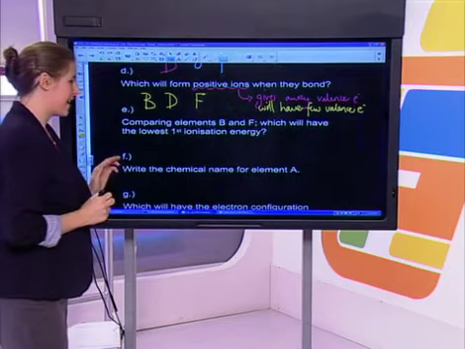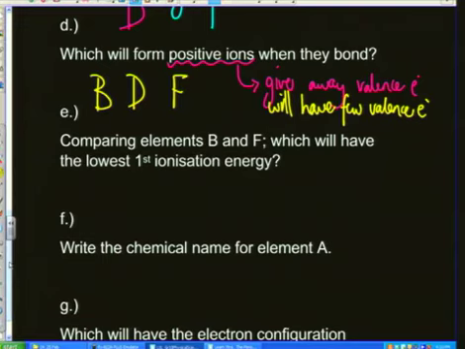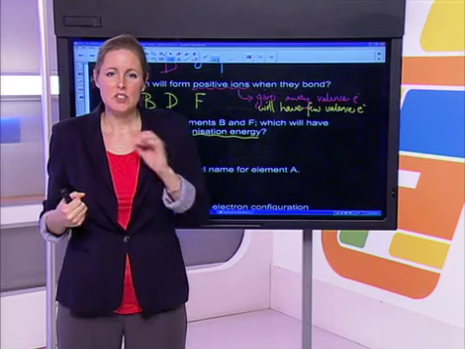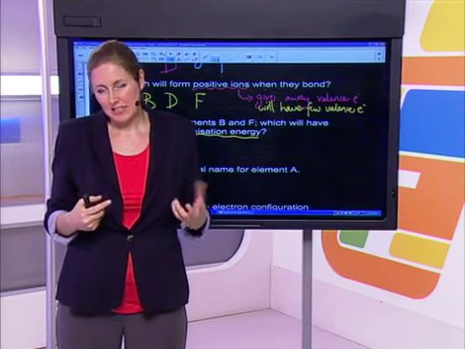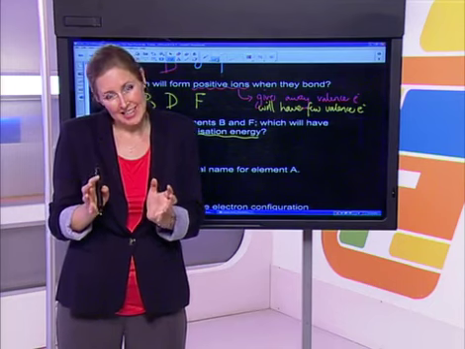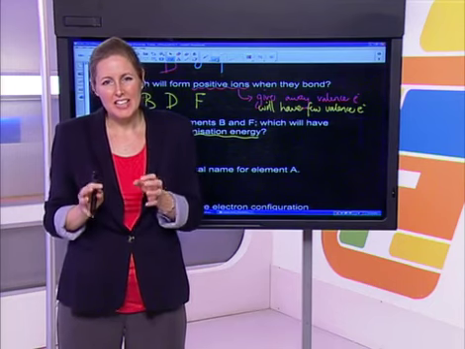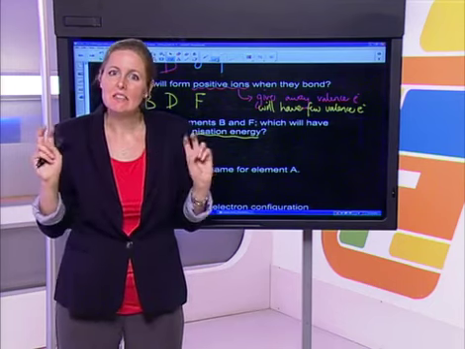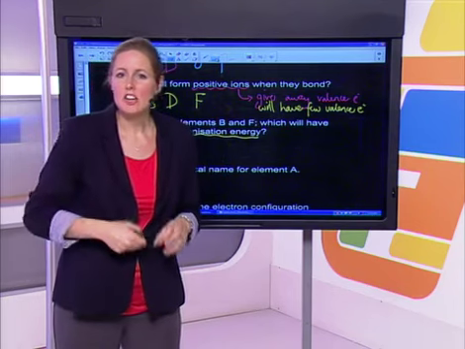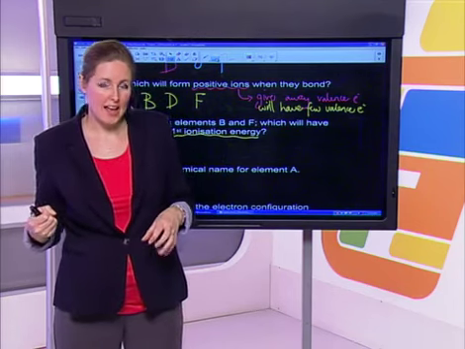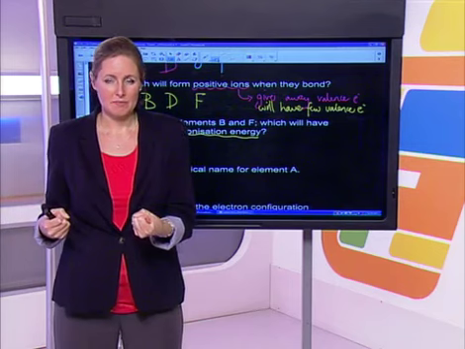Comparing elements B and F, which will have the lowest first ionization energy? When I speak about ionization energy, remember we're saying it's the energy needed to remove an electron, to take an electron away, right? So, how would that relate? Well, the focus here is how much energy, how easy or hard is it going to be to take an electron away from an atom?